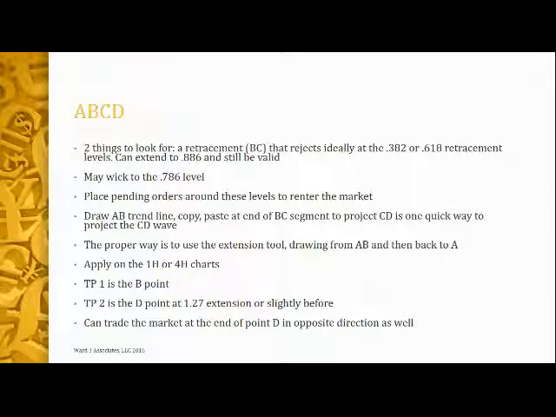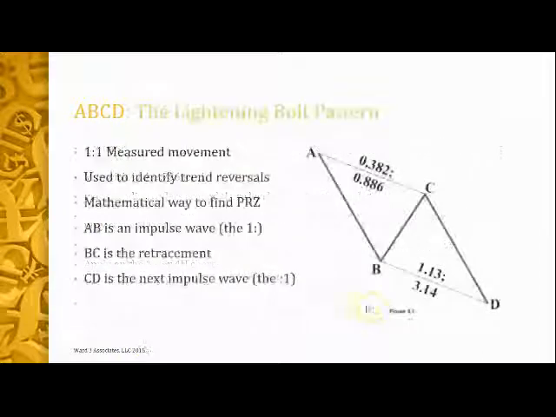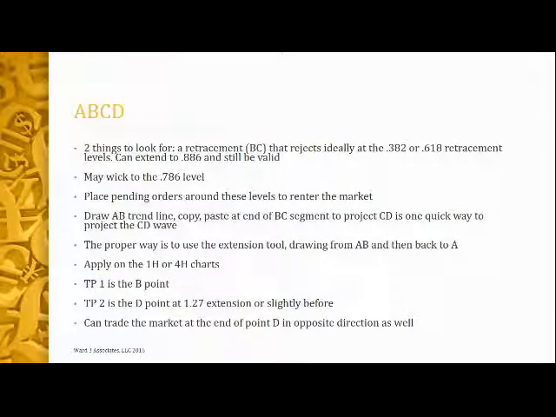If you're looking to enter in after the completion of the BC leg, your take profit 1 is going to be the B point. Your take profit 2 is going to be the extension. So what I mean is, if you enter up here at C, your first take profit is going to be right here at the level of the B point. Your second take profit is going to be this D point slightly below it. And of course, after the harmonic is complete, you can again re-enter the market at the completion of the D point.